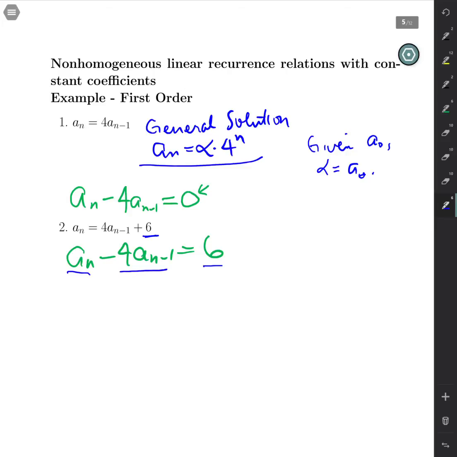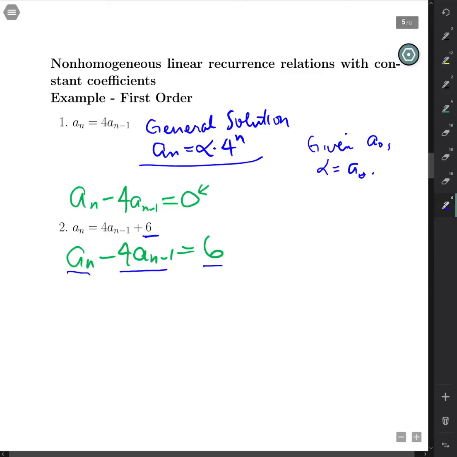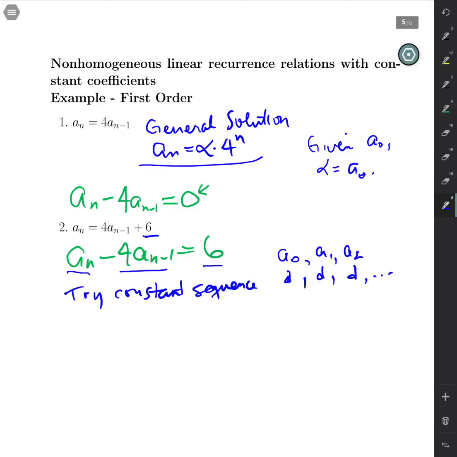When you have a constant here, as we have the 6, one thing that we might try is an actual constant sequence. So we'll try a constant sequence, which means we might have a sequence of the form a_0 is some constant, let's just call it d. a_1 is the same constant d. a_2 is the same constant d. So a_n is equal to d no matter what the subscript is here.